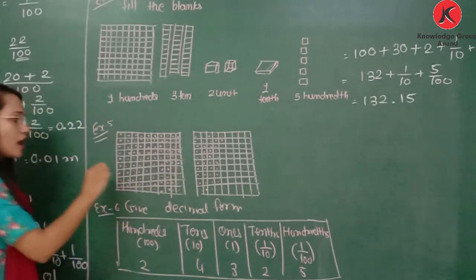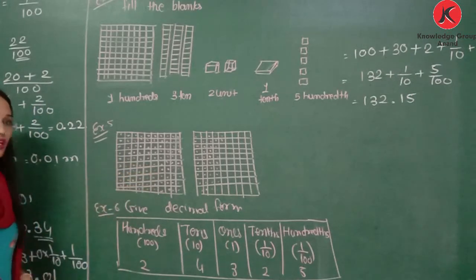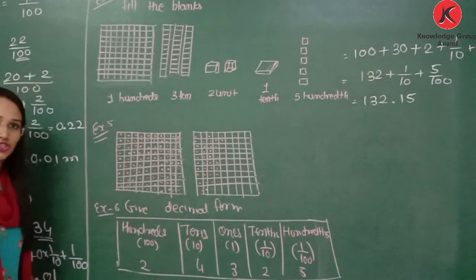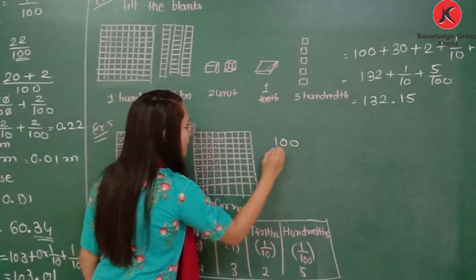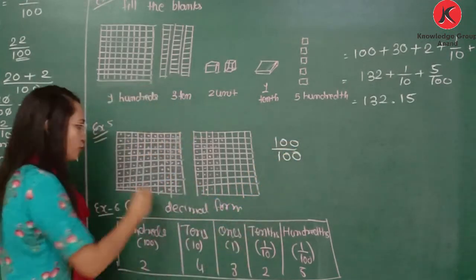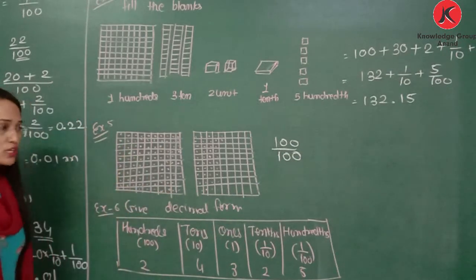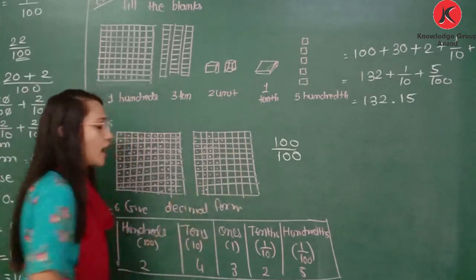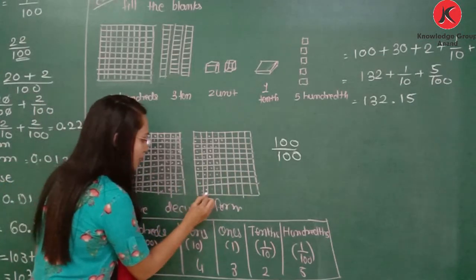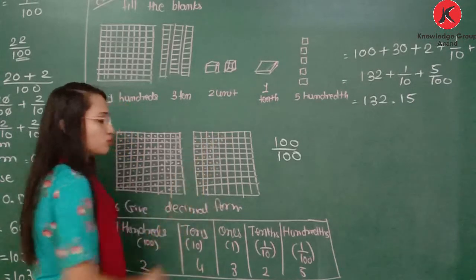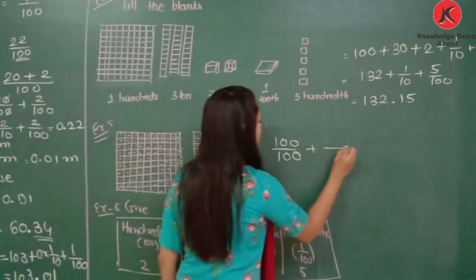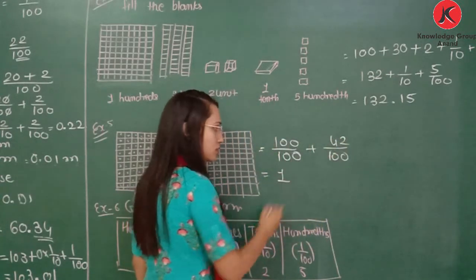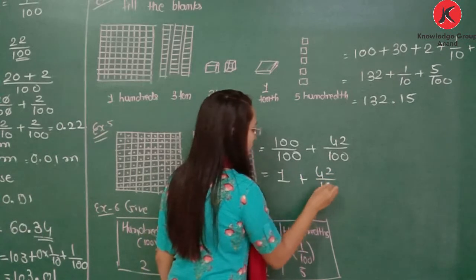Now next one. So this figure is given and you need to represent it as a decimal. So you can see how many parts are shaded. The dots are given in a box. It means this part is shaded. So from 100 parts, 100 are shaded. So this is represented as 100 by 100. Now from this next 100, how many parts are shaded? You can see 10, 20, 30, 40 and 42. So from 100, 42 is shaded.